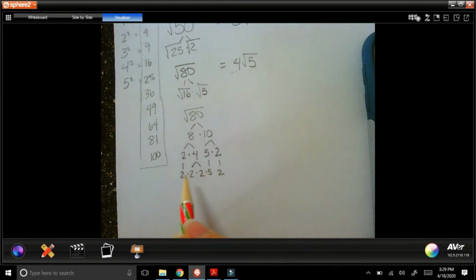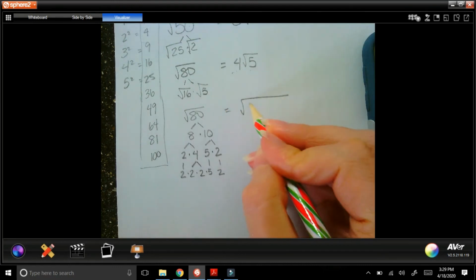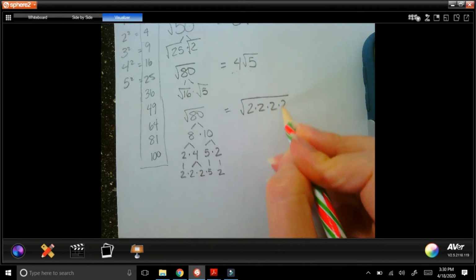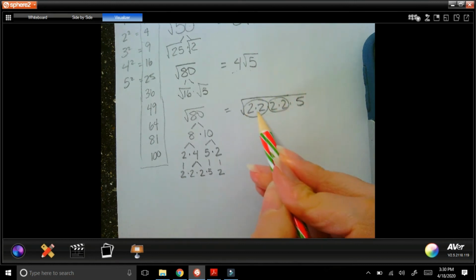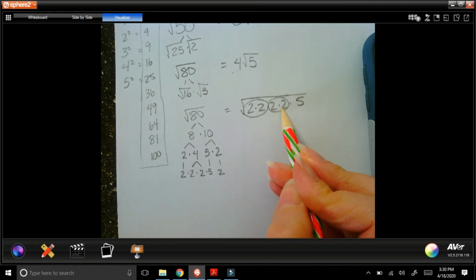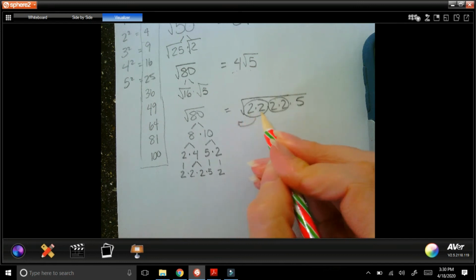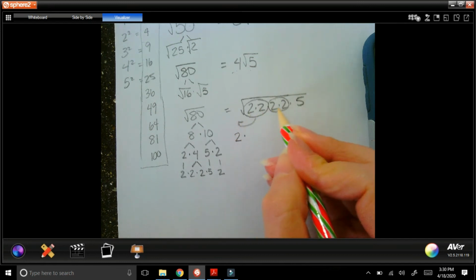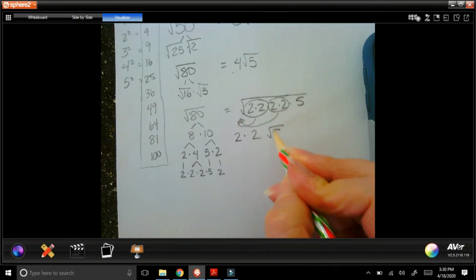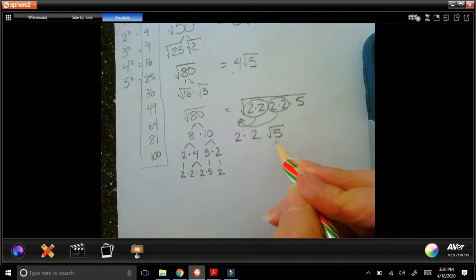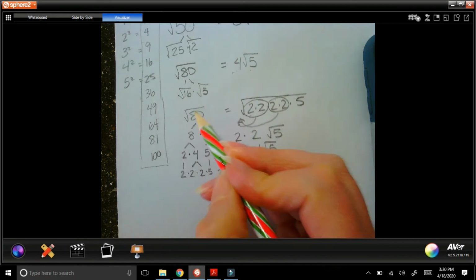And then what you're doing is you're looking for pairs that you can take the square root of. So the square root of 80 is 2 times 2 times 2 times 2 times 5. You have two sets of this. So this here, when you take the square root of 4, you get 2. When you take the square root of another 4, you get another 2. And then you have the square root of 5 left underneath the square root sign. So when you multiply these together, you get 4 radical 5. You get the same answer.